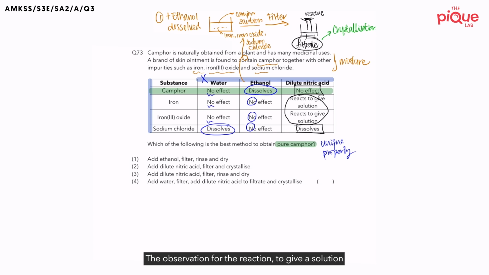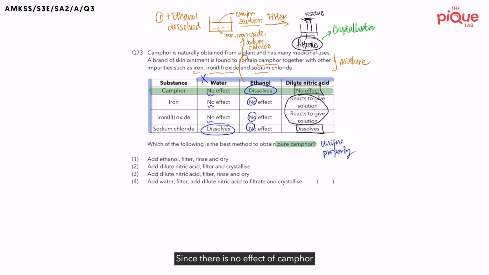The observation for the reaction to give a solution as well as this solution, both are in fact the same. When it reacts to give a solution, the solid now disappears. And this is the same when sodium chloride dissolves, which means that in fact we will only have two different observations.